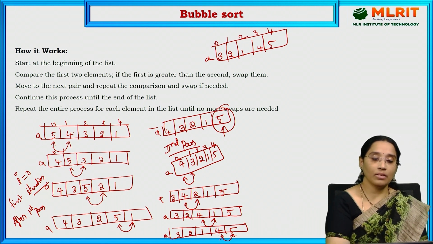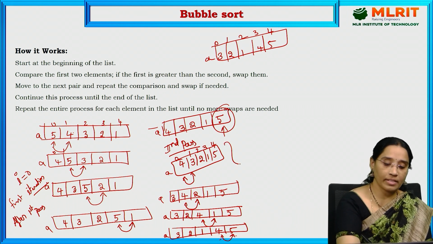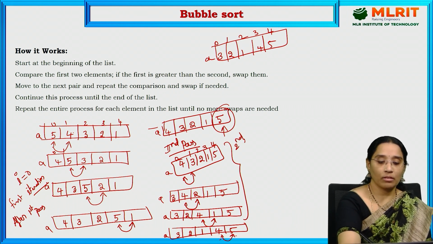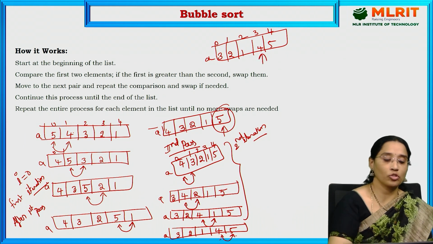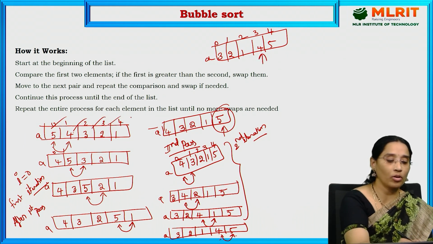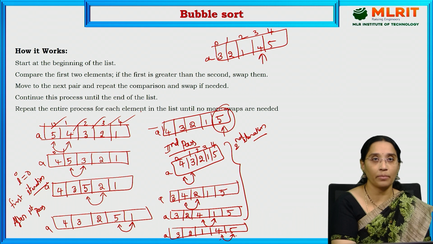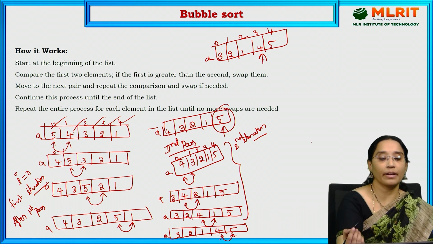And this is the second iteration. After the second iteration, what can we say? The second largest element in the array is at its correct position. What is the second largest element among all these elements? 4 is the second largest element in the array, and it is at its correct position.